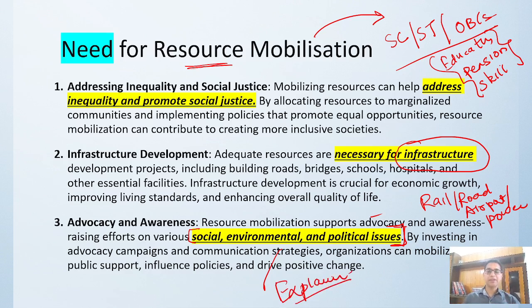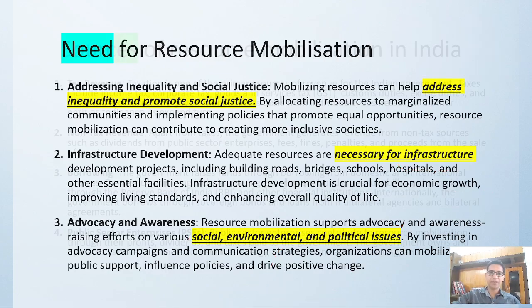in order to explain what government is doing on social, environmental and political issues. So how is government going to advocate? Government has to run various types of ads in social media, newspapers, magazines and various other places. For advocacy and awareness, government needs resources for all this work. Right?